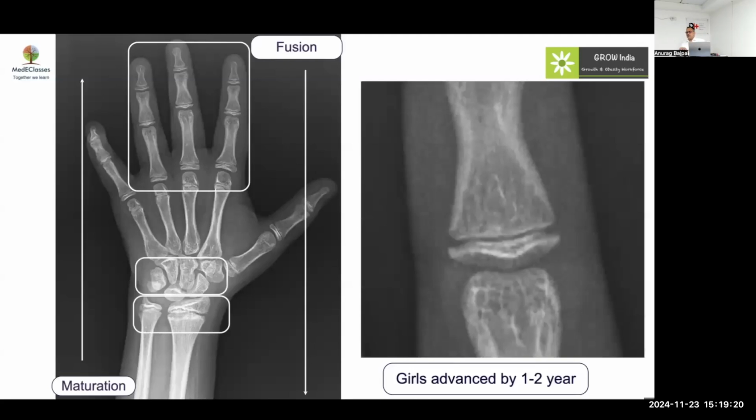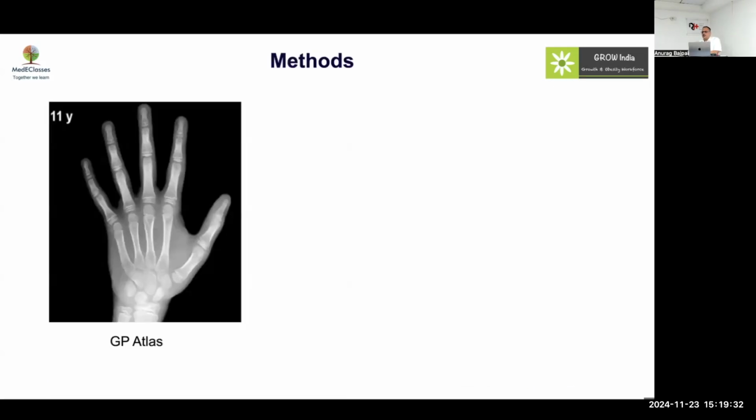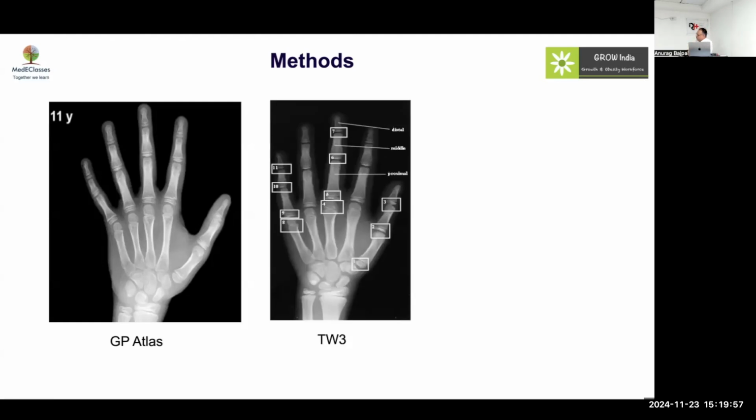But conventional methods like Tanner Whitehouse talk about 20 sites, while the GP Atlas compares the whole thing. So we tried to see if we can minimize the number of sites to reduce the amount of exposure. GP Atlas is matching one to the other. Most commonly used, particularly in North America, is the GP Atlas. The problem is that not all bones grow together. So if the carpal is, let's say, more mature and the phalanges are less mature, then which one to use becomes a problem. That problem was addressed via Tanner Whitehouse, in which each different segment of the bone was given a particular rating. So this was quite helpful.